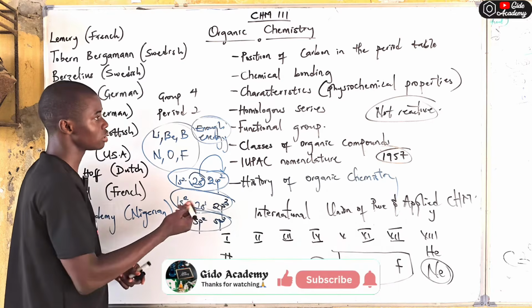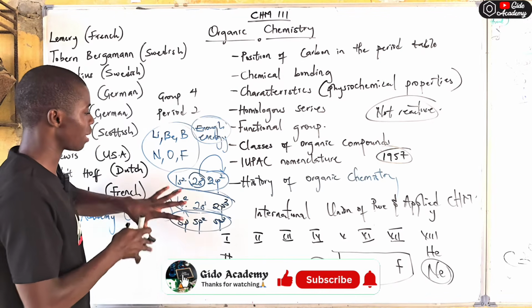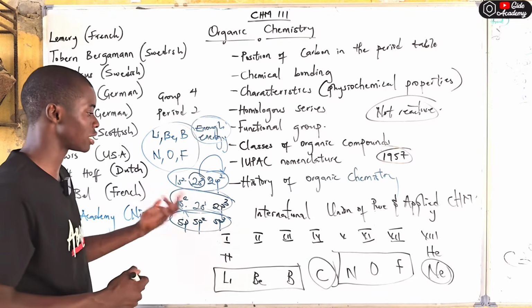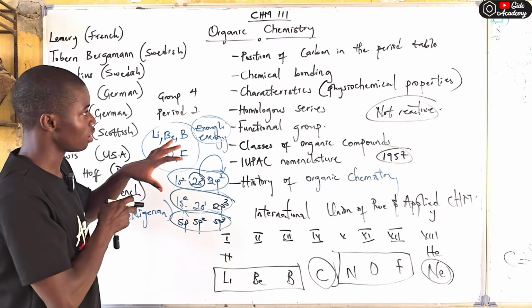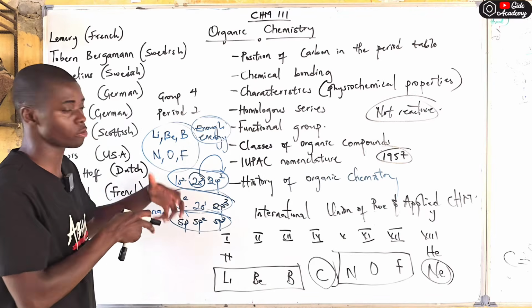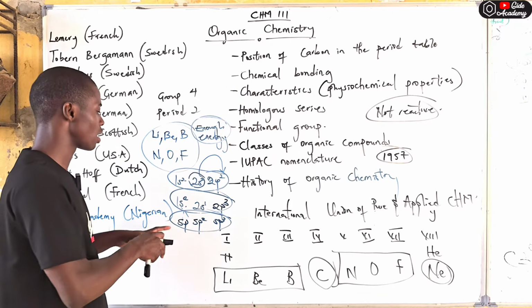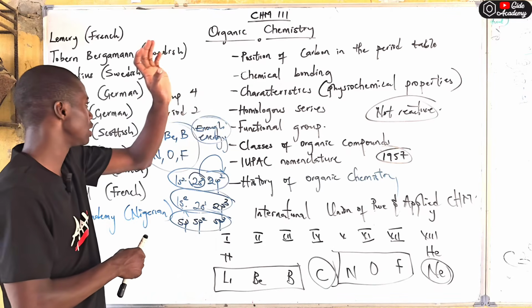So we are going to deal with this maybe in our next video, so that you understand what hybridization is all about. Carbon actually has a lot of characteristics. Carbon can catenate, it hybridizes. So in our next or subsequent videos, we'll be talking mostly about carbon. But in this particular video, let's talk about the position of the carbon in the periodic table and the chemical bonding.